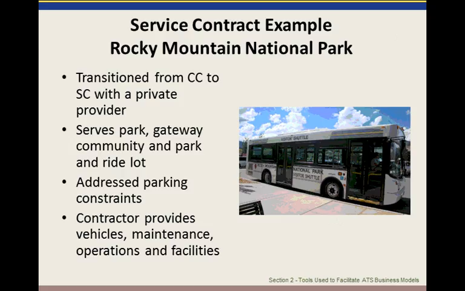Rocky Mountain National Park is a good example of a pretty well-developed service contract. This one was a little bit interesting because it started out as a concession contract and morphed into a service contract with a private provider. This particular service serves the gateway communities, similar to what somebody commented about Acadia and a park and ride lot. This service was developed to address parking constraints. That was a big issue there in Rocky Mountain National Park. And again, in this example, the contractor provides a turnkey operation. They actually provide the vehicles, maintenance, operations, and facilities.